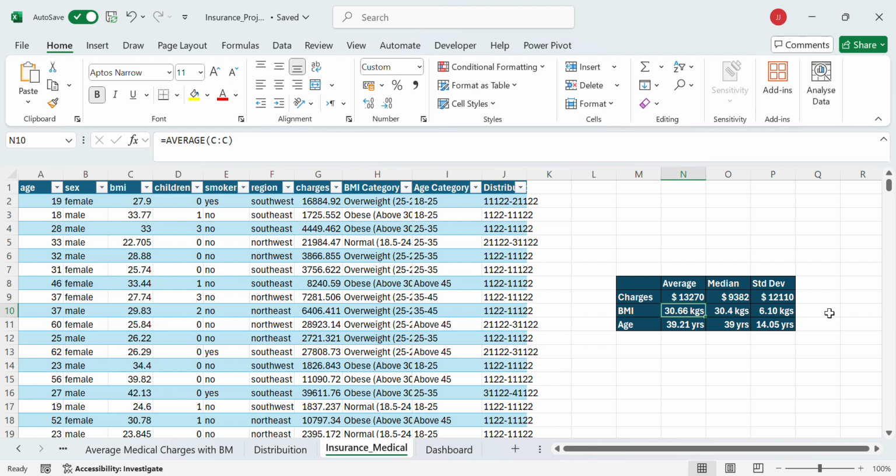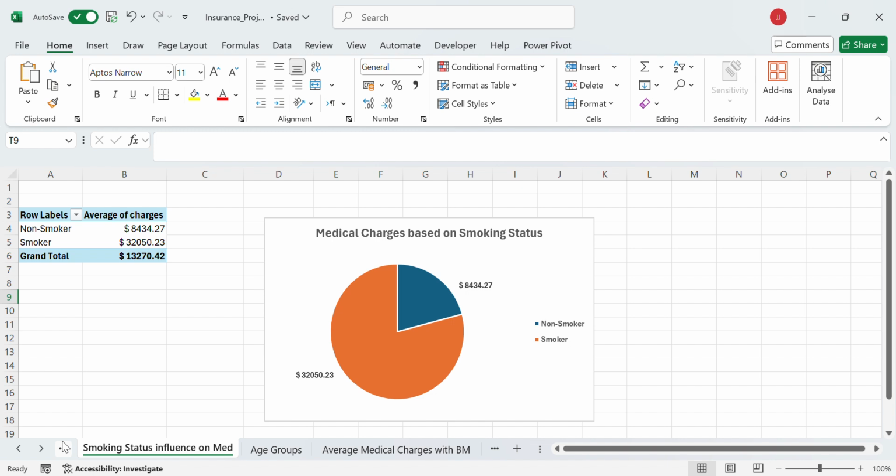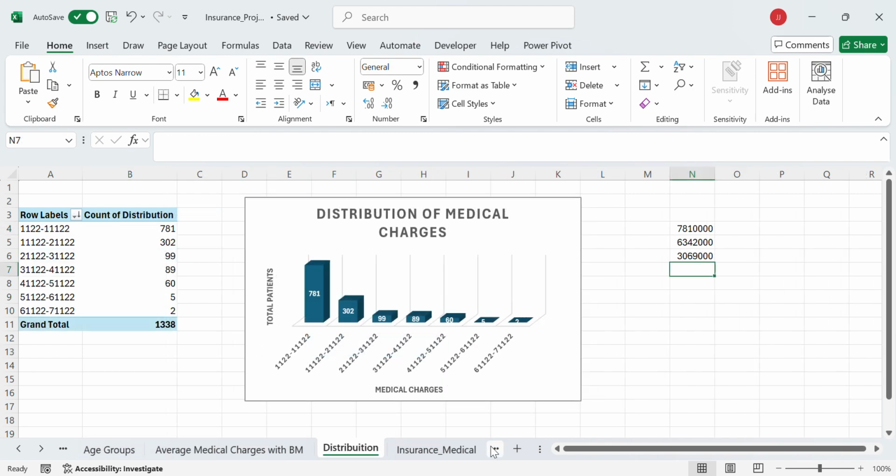So based on this analysis, we can say that each category comes to 39.21. Most of the people are prone to these types of illnesses and smoking categories as well. Distribution. So all of this comes under the pivot table.